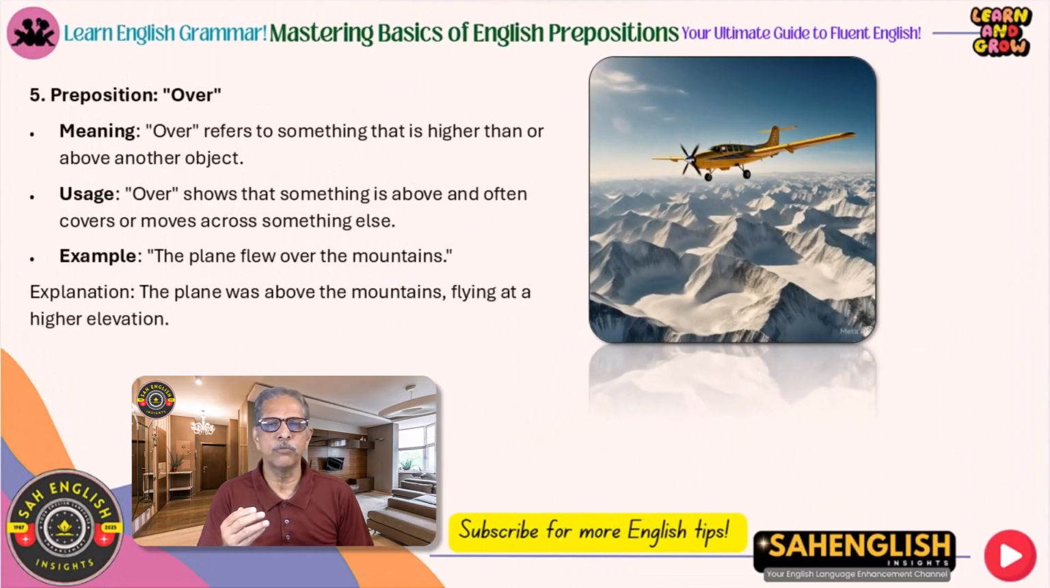5. Preposition over. Meaning: over refers to something that is higher than or above another object. Usage: over shows that something is above and often covers or moves across something else. Example: the plane flew over the mountains. Explanation: the plane was above the mountains, flying at a higher elevation.